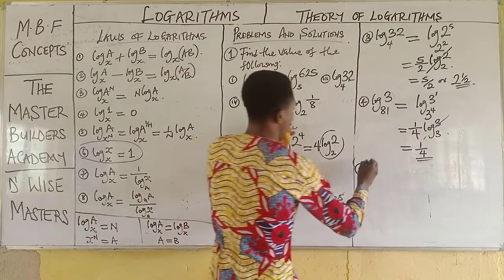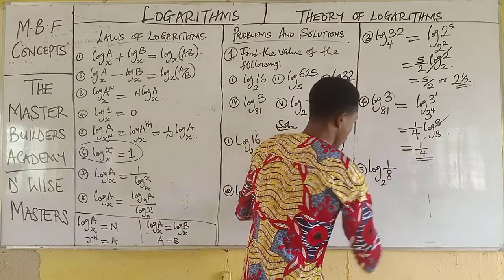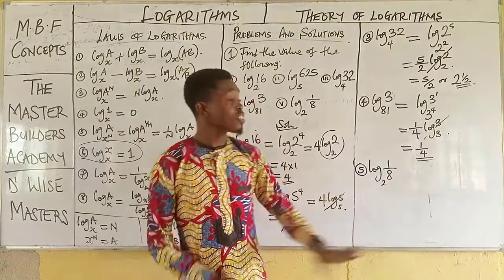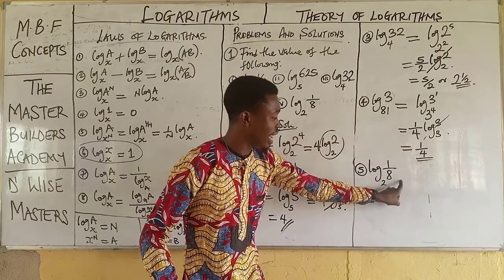And we have the log of 1 over 8 base 2. Guys, is this not amazing? Is this not amazing? This is what we have. Log of 1 over 8 base 2.